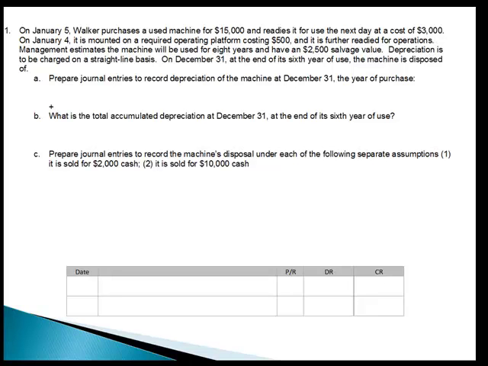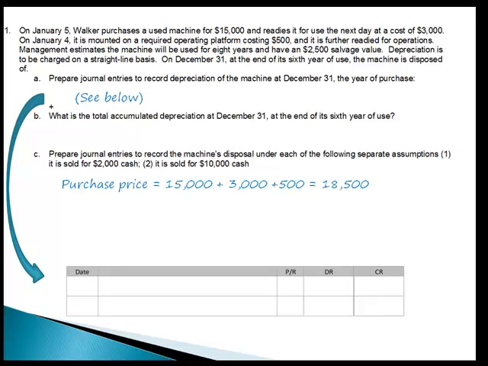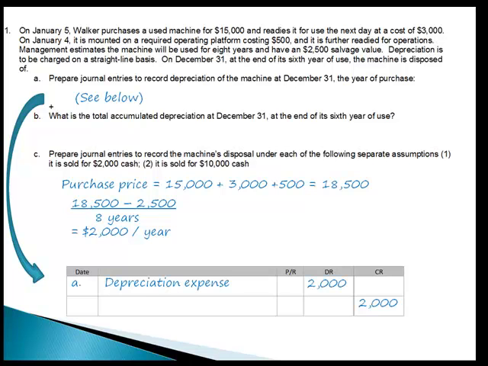Okay, A, prepare the journal entry to record depreciation at the year of the purchase. We're going to go ahead and do it below. So first, how much did this machine cost? We're going to add all the costs it took to purchase it and get it ready for use. So $18,500. We're going to take that minus the salvage value and divide it by 8 years to get $2,000 depreciation expense every year. So plug that into depreciation expense and accumulated depreciation.